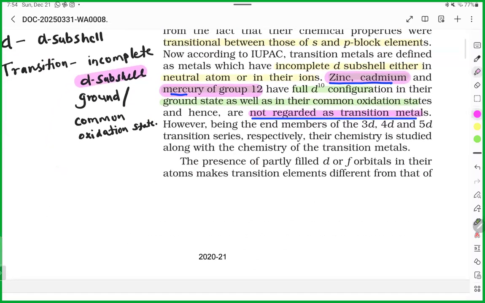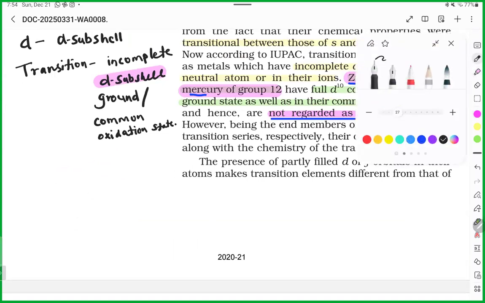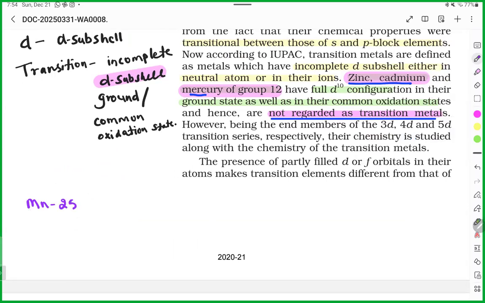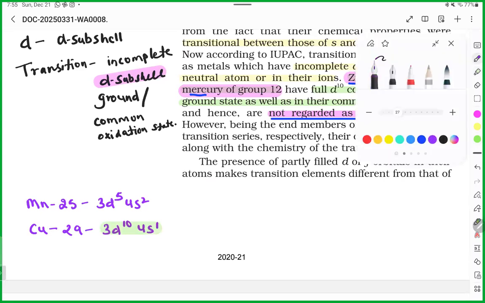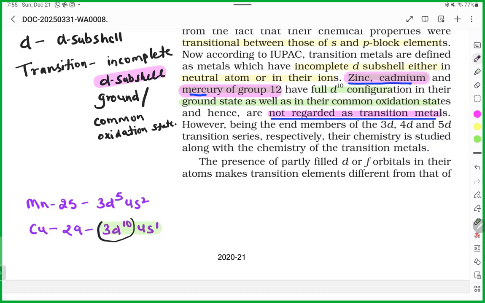Understood? Why? Example, if you take manganese, atomic number is 25. So 3d5, 4s2. Here the D subshell is incomplete, right? If you take copper 29, it is 3d10, 4s1. Correct. Even in this situation, here the D subshell is complete. Is it a transition element or not?